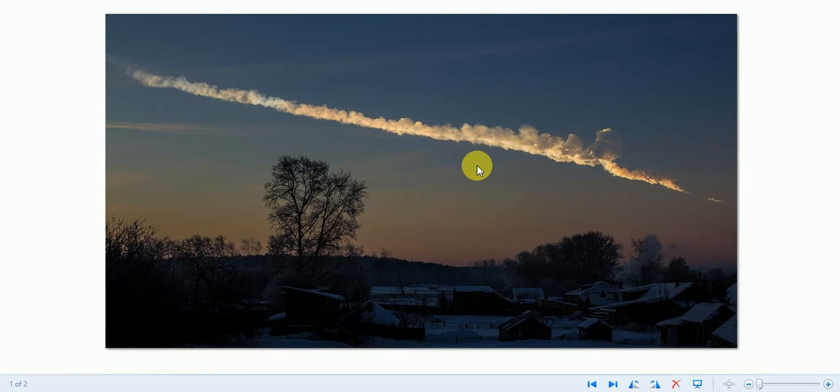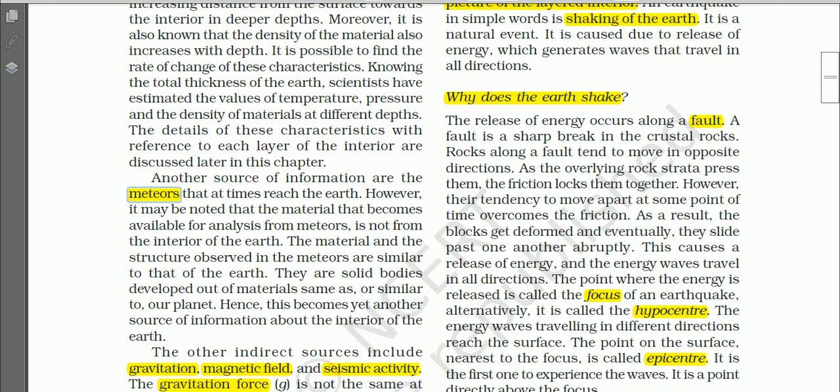And sometimes if the meteor is big, then it may not be able to burn totally, and that is why the remnant of the meteor may reach the surface of the Earth, and that is called a meteorite. And this meteorite is available for us for laboratory analysis.